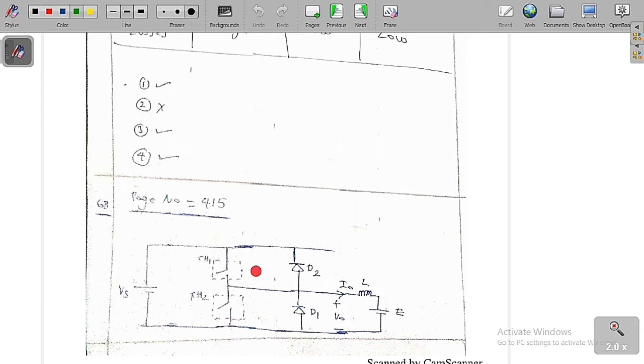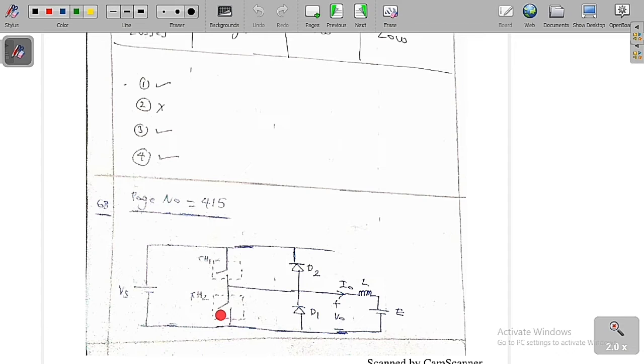So finally I can say that whenever the chopper CH1 is on, in the first case, V0 is equal to plus Vs and I0 is charging in the positive direction because L is charging. Whereas in the second case, whenever D1 is on, V0 is equal to 0 and L is discharging, so I0 is in the positive direction, it is discharging.